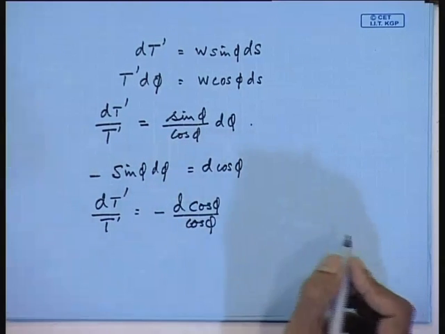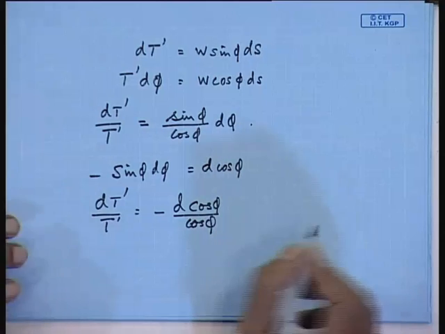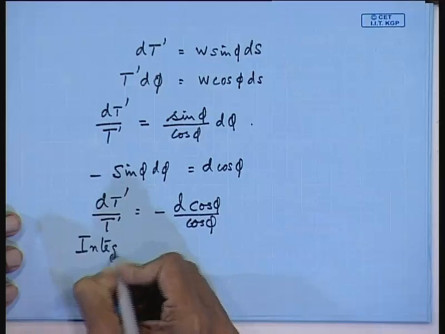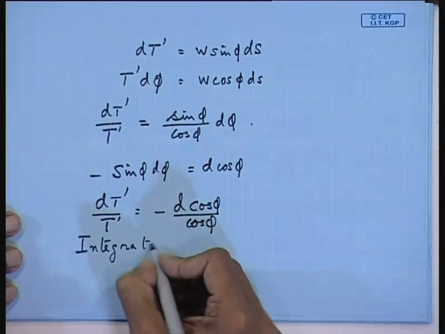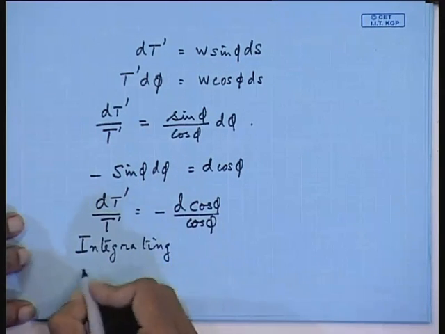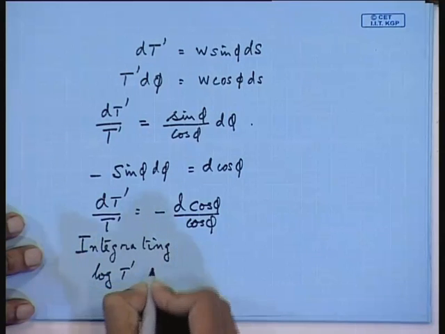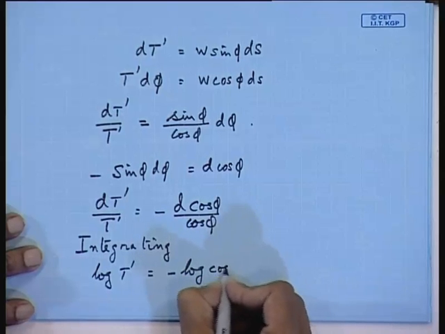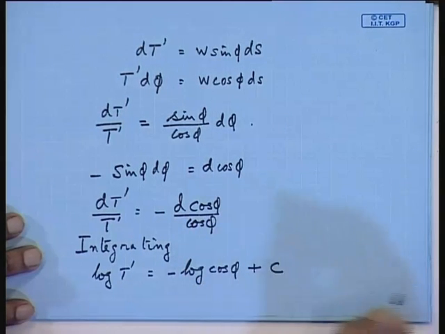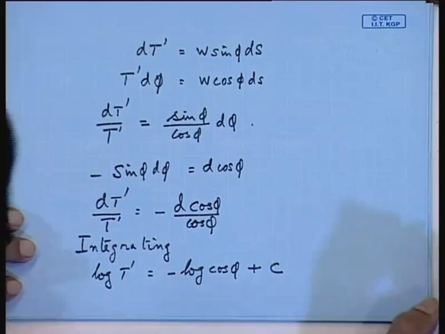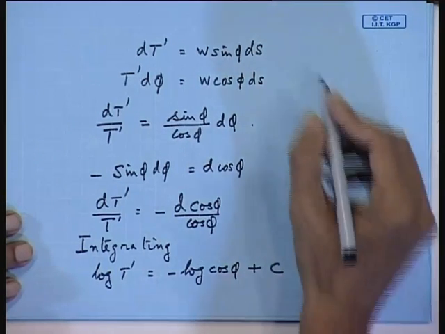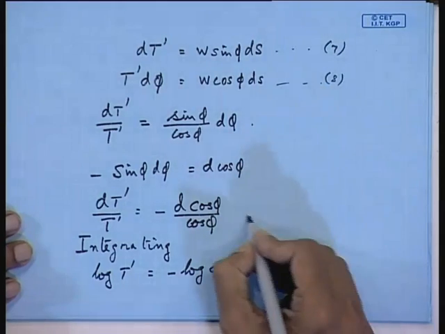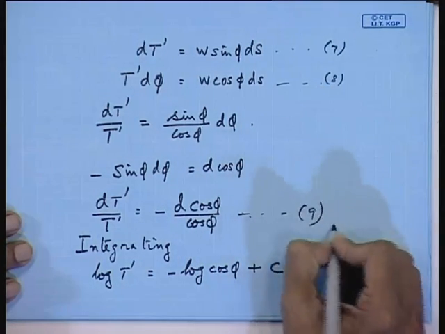So now you can integrate this. This will be your expression if you integrate: log of T' equals minus log cos phi plus C, where you have to find the constant C. I think this was equation number 7, this was 8 probably, you just check, and this was 9.